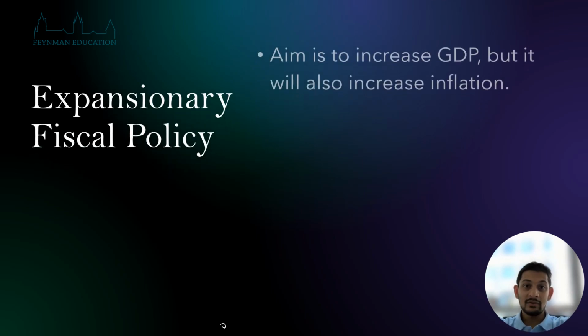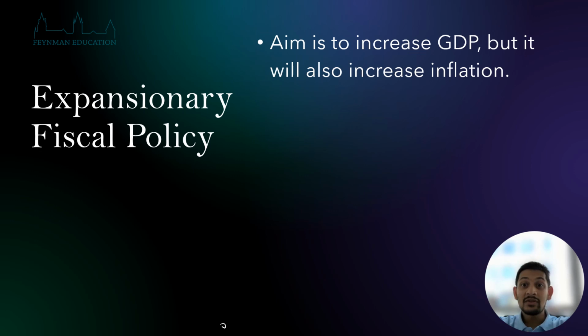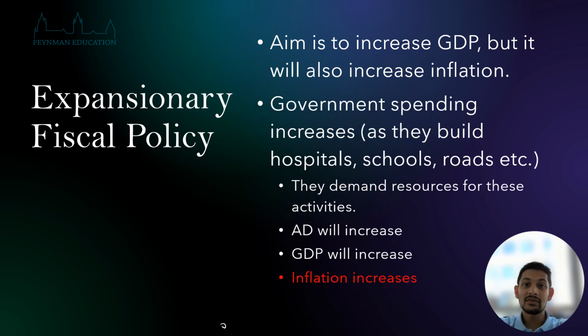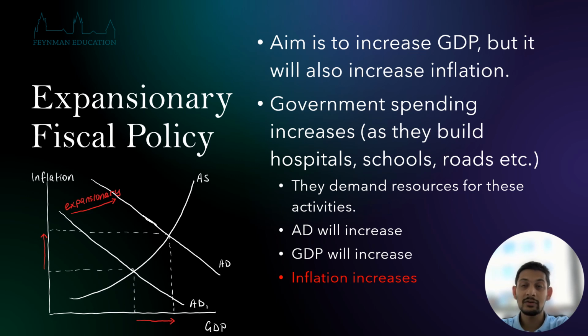When looking at expansionary fiscal policy, like we said, the aim is to increase GDP, but inflation will also increase. Let's have a look at how this happens. So, government spending would increase, maybe because they're building schools or hospitals or roads. And as they build these things, they demand resources for these activities, whether they're demanding bricks or windows or doors or tables or chairs. So, therefore, aggregate demand will increase and GDP will increase. But the negative part is inflation will also increase.